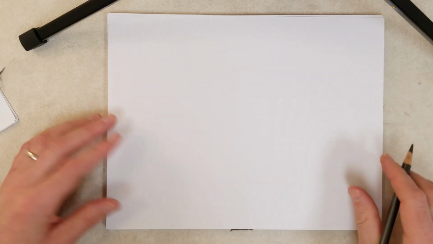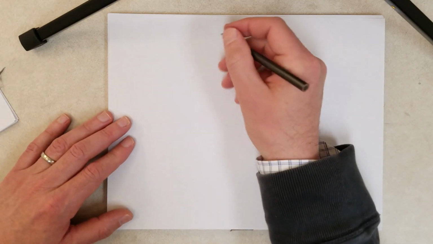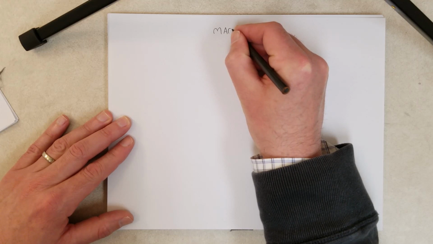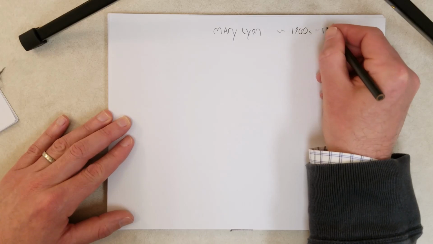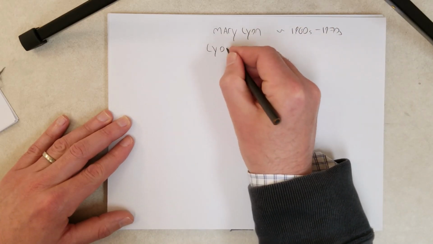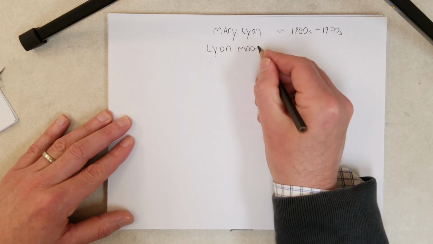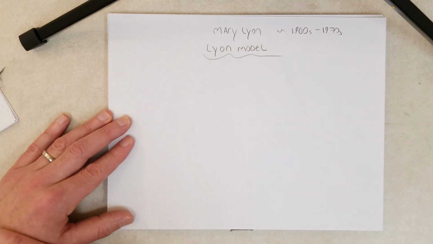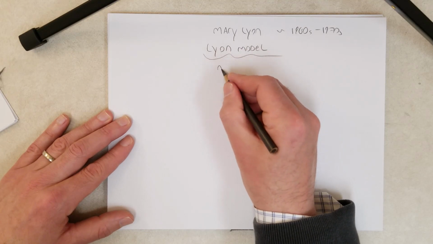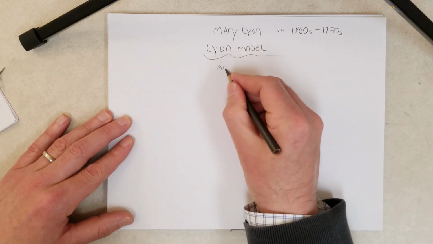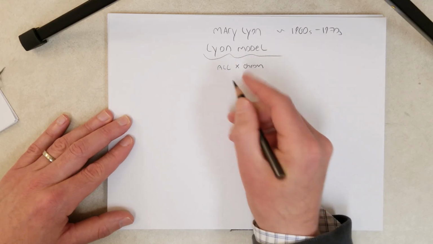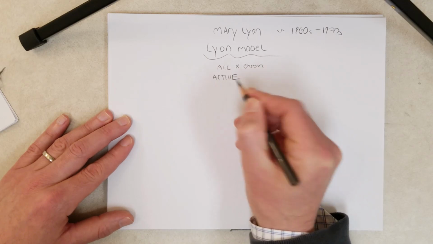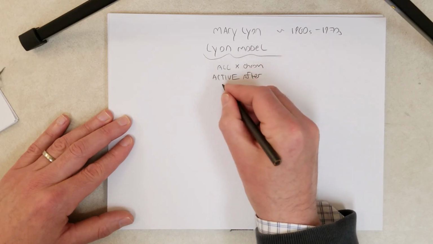Now, there are some interesting things going on here with X chromosome inactivation. It started with a scientist named Mary Lyon, who I believe was working in the 1960s, and she proposed the Lyon hypothesis, which we can now call the Lyon model. In the Lyon model, this is for X chromosome inactivation in mammals, including humans. So all X chromosomes are active after conception.